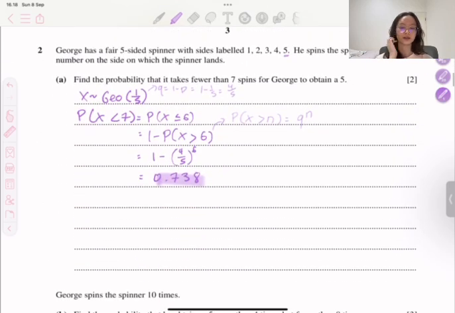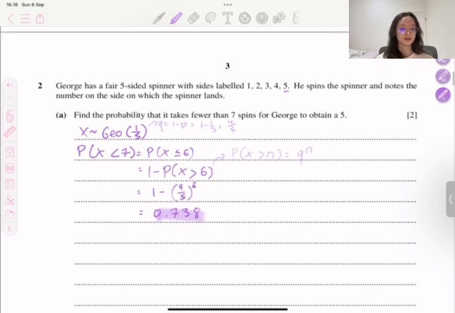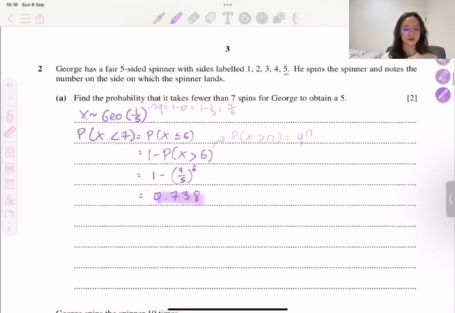Moving on to the second question. George has a fair 5-sided spinner with sides labeled 1, 2, 3, 4, 5. He spins the spinner and notes the number on the side on which the spinner lands. A. Find the probability that it takes fewer than 7 spins for George to obtain a 5.